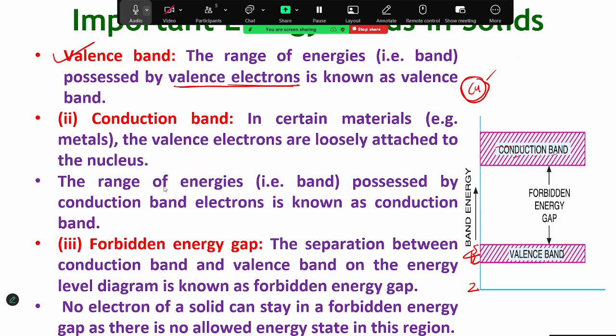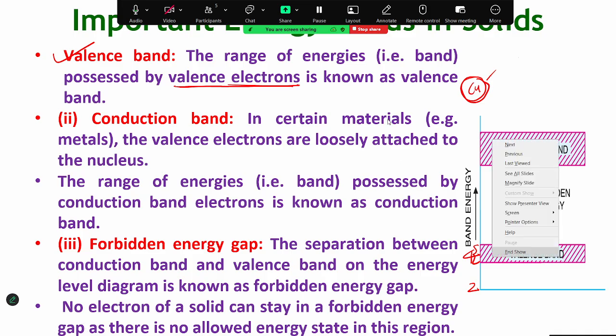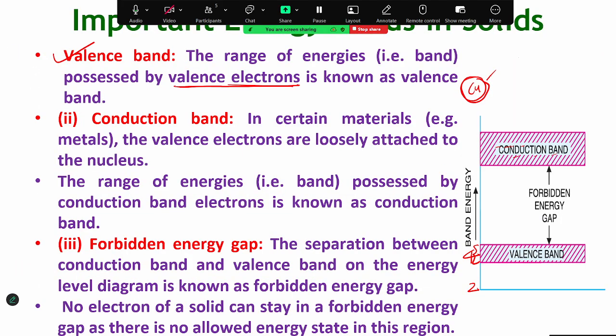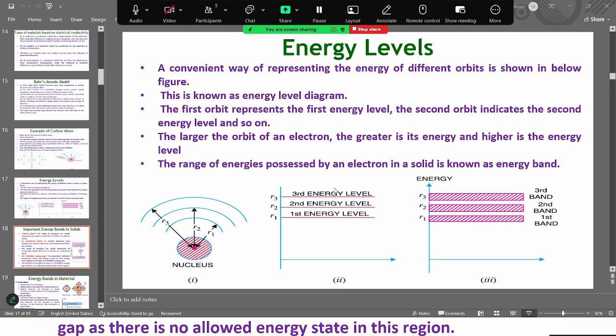So the conduction band is where free electrons are available. Forbidden energy is the distance between the valence band and the conduction band, which we call the forbidden energy gap. Electrons are not present in the forbidden energy gap. Either electrons will be available in the valence band or in the conduction band. Did you understand this? Your response?